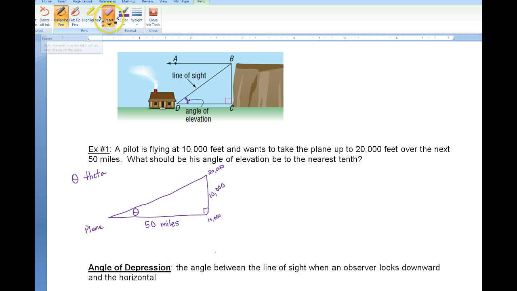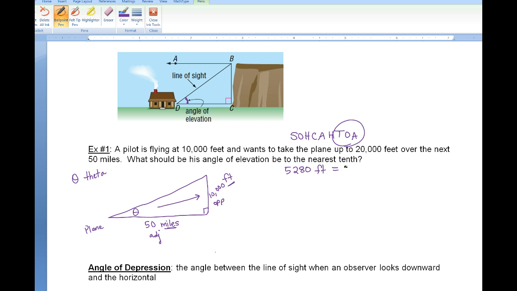Okay, so the way we're going to solve this is using trigonometry, or SOHCAHTOA. First of all, this here would be our opposite side, and this would be our adjacent. So if we picture SOHCAHTOA, we want to use tangent, right? Because we have opposite and adjacent. The only issue is that this is feet and this is miles. So we're going to have to switch one of them. There's 5,280 feet in 1 mile.